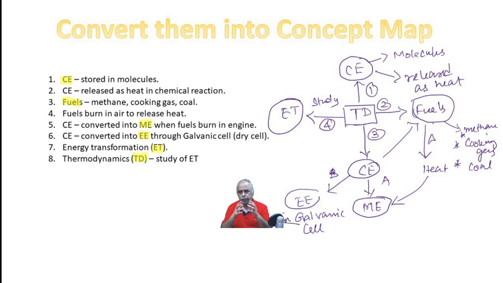When fuels like methane, cooking gas and coal are burnt, they produce heat energy, and from that heat energy it is converted into mechanical energy in an engine. So chemical energy is converted into mechanical energy. And this chemical energy is also transformed into electrical energy by means of a galvanic cell, or dry cell. So we have almost explained all points and condensed this as a concept map.